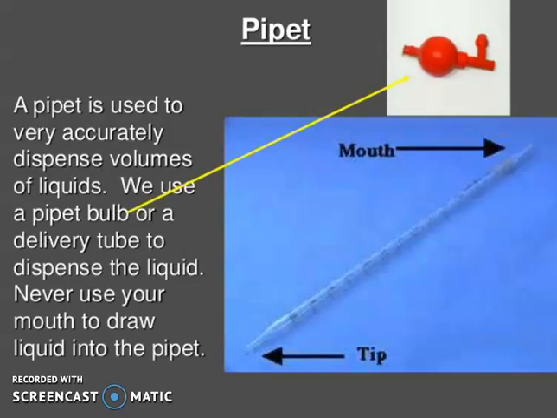Now pipet. You know the pipet is used to very accurately dispense a volume of liquid. We use a pipet bulb or a delivery tube to dispense the liquid. Never use your mouth to draw liquid into the pipet. You can see the tip, you can see the mouth. This is the tip and mouth.